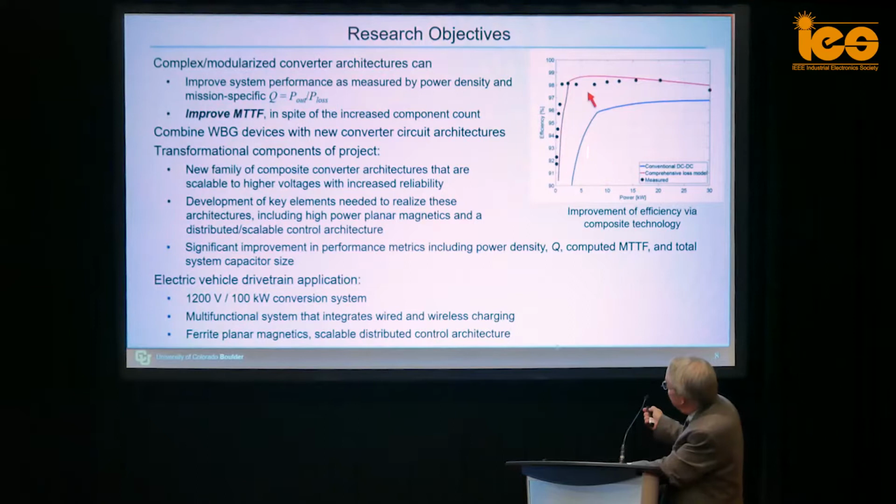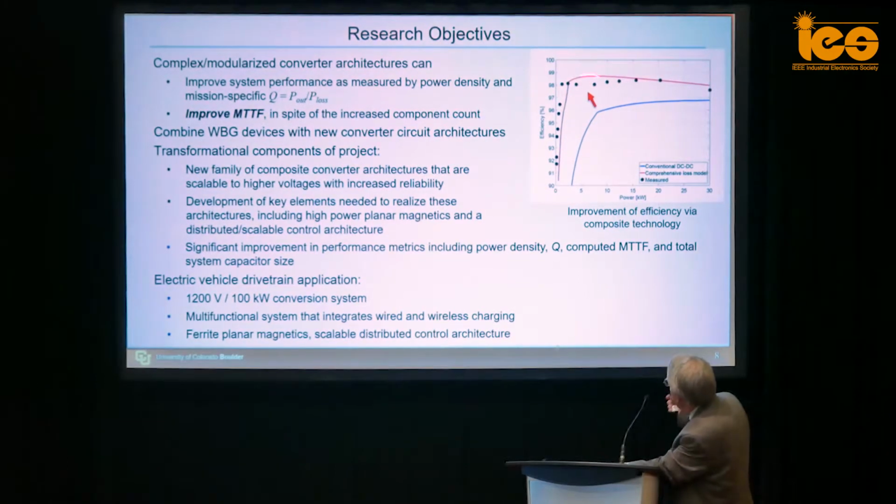Here's an experimental result. This is the boost converter, the specifications of the boost converter that's in the powertrain of the Prius that boosts the battery voltage to a higher voltage to drive the inverter in the main powertrain of the Prius. And this is a conventional, just simple boost converter efficiency curve that is in the Prius.